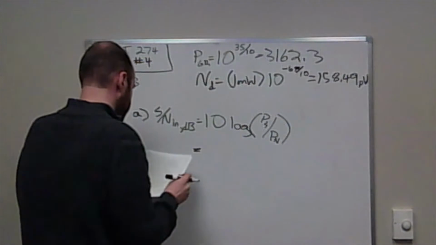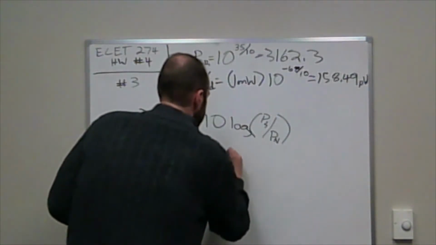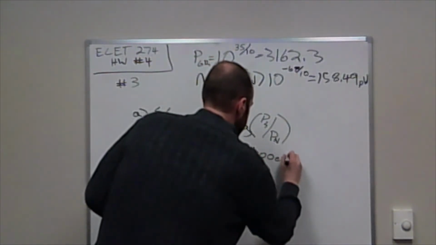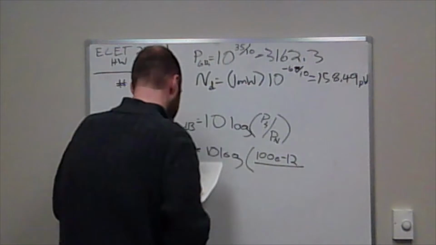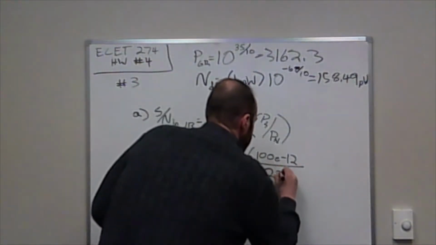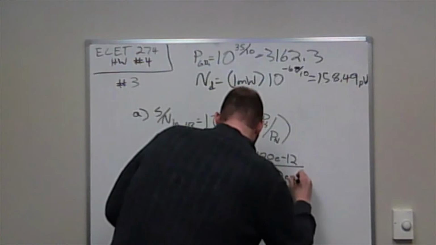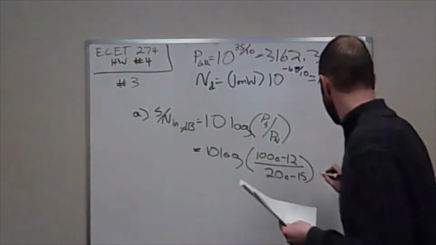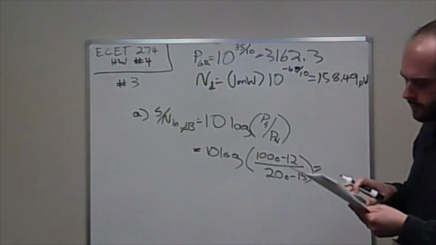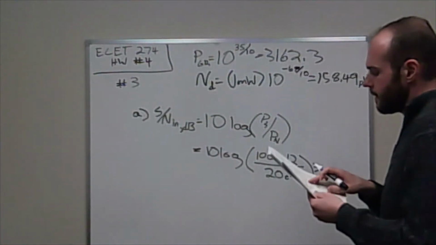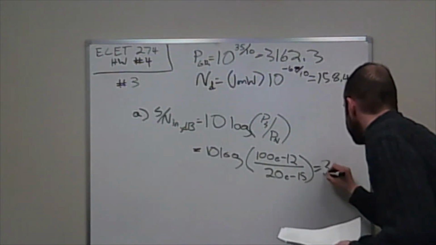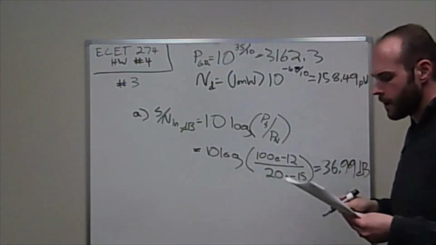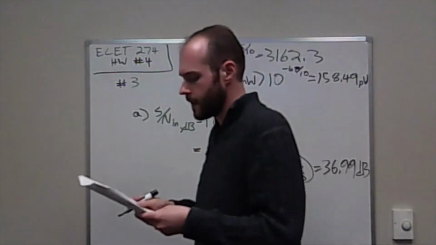So let's go ahead and do that. Just 10 log, there's our 100 picowatt, 20 femtowatt, and that's 10 to the minus 15. We don't use it too frequently. And plug all that in to find the ratio of 36.99 dB. For part A, that's our incoming signal noise ratio.